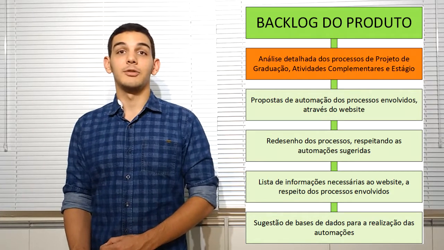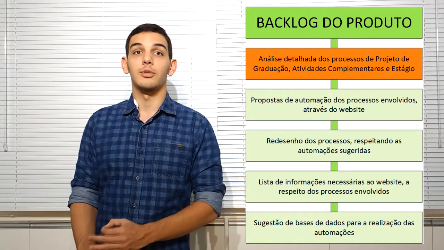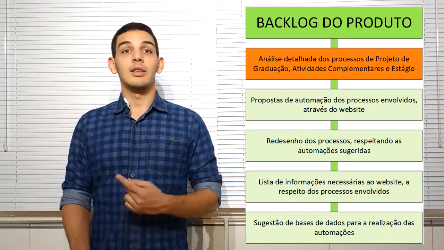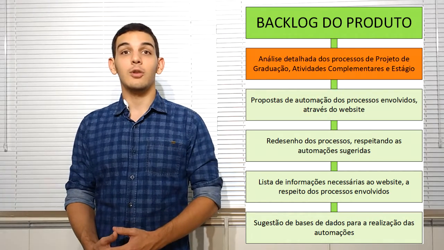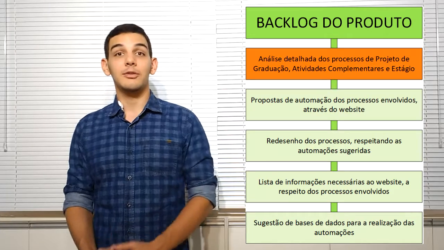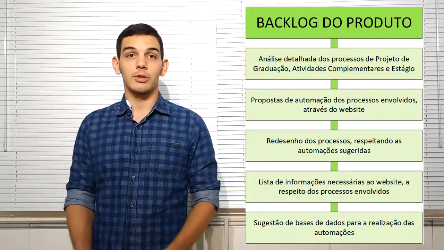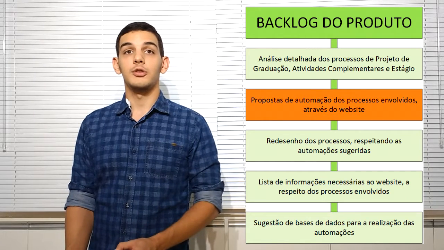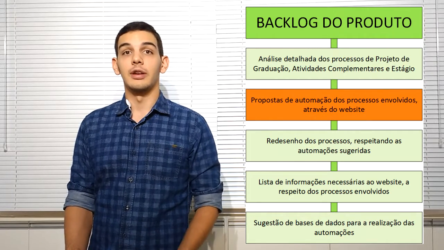After the analysis, interviews were conducted with the professors of the production engineering course, with the course department, and with the internship and complementary activities coordinators, where suggestions for improvement were made directly from those who are the owners of the process. Now we're going to talk about the process automation proposal through the website.